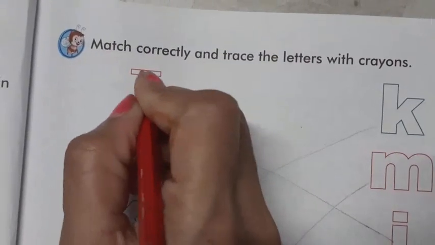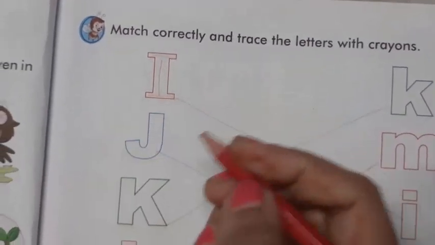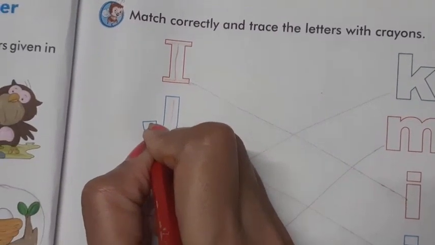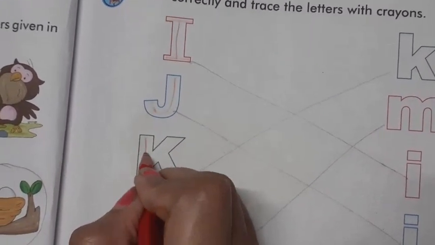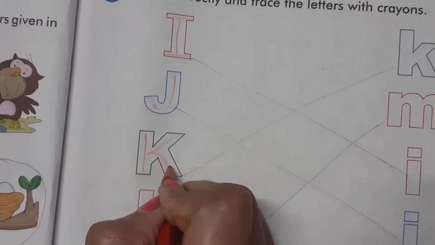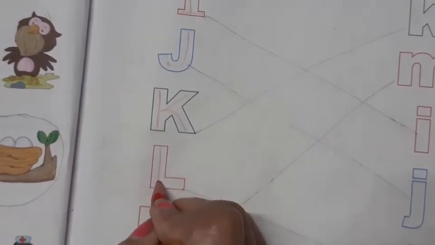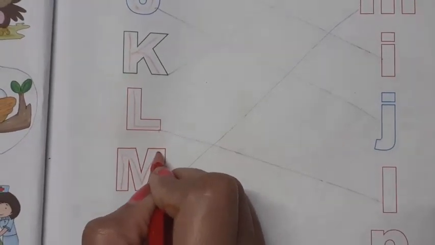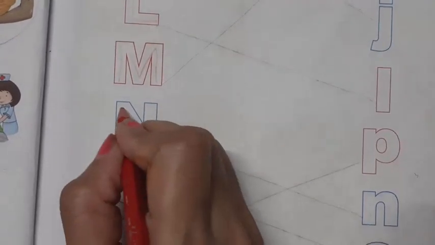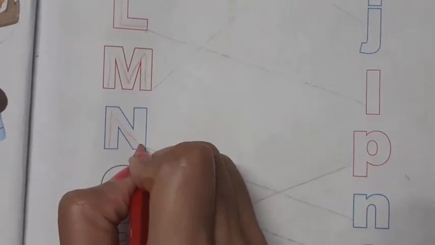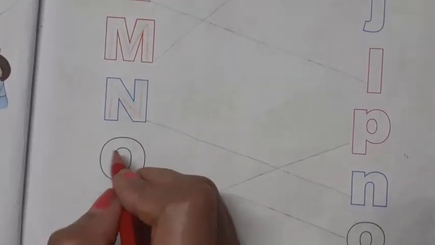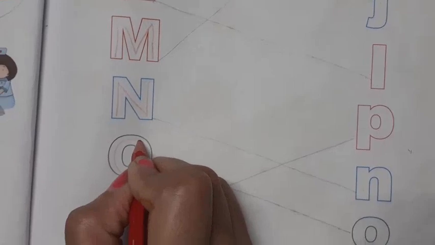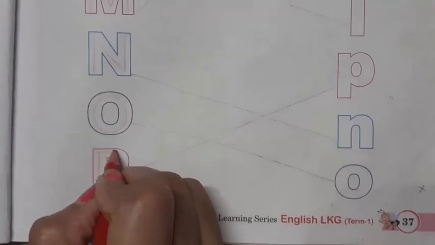Okay. See here. Okay, standing line, sleeping line, I. Then standing line with a curve, J. Standing line, slanting line, another slanting line, K. Standing line and sleeping line, L. Standing line, slanting line, another slanting line, then again a standing line, M. Standing line, slanting line, then again a standing line, N. Then a circle, O. Standing line and a curve, P. Okay, you can use different colors children.